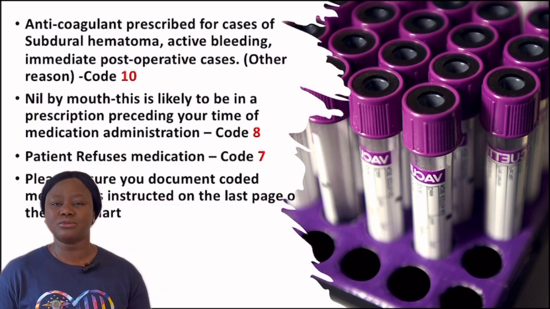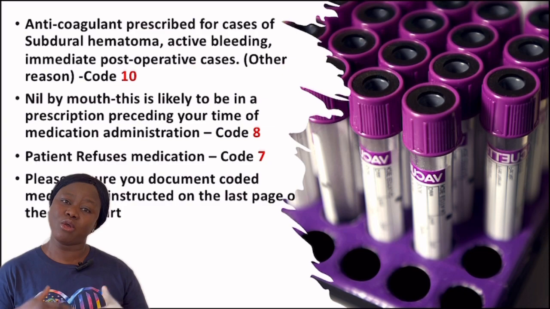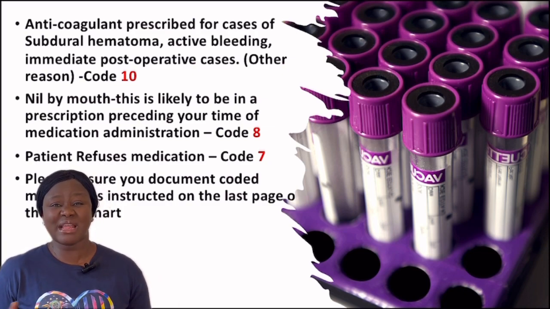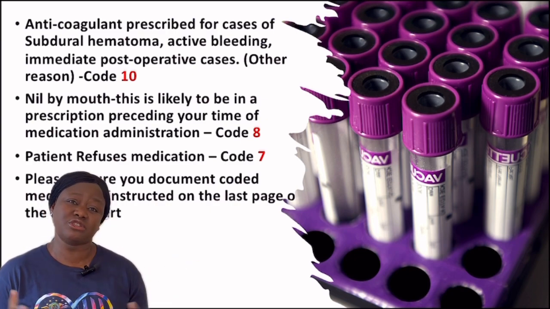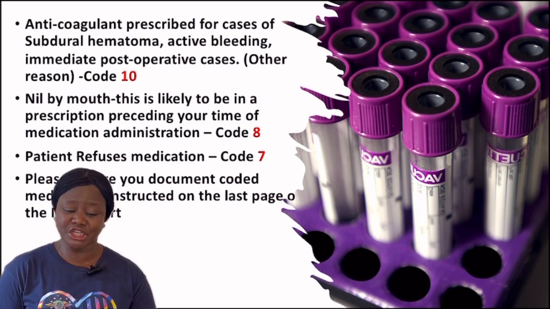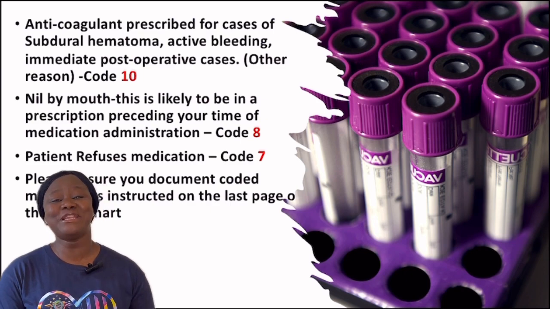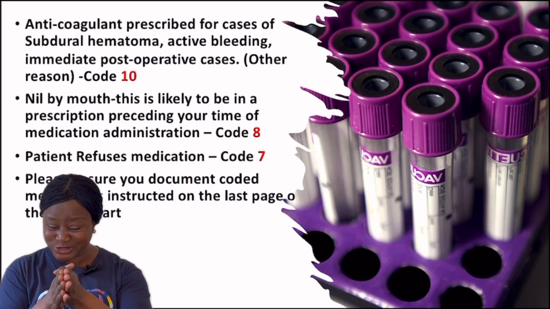Patient is nil by mouth, we have a code of 8. That is not likely during your implementation, but it may precede the timing of you serving your medication. A code of 7, that may happen. Patient refuses medication. Maybe they tell you under regular that they are not in pain. Not likely, but just in case, for any reason your patient refused the medication, that will be a code of 7. So for any drug you've coded, please don't forget, go to the last page of that medication chart.